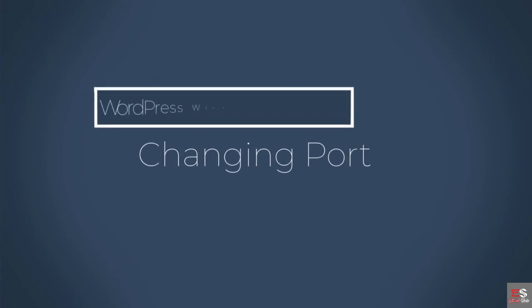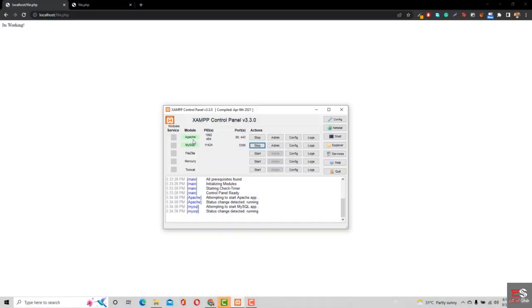In this lesson, we will learn how to change the port of a XAMPP server. So let's suppose that in the previous lecture, when you were starting this Apache web server, you were actually getting an error. Then this is probably due to a port conflict.